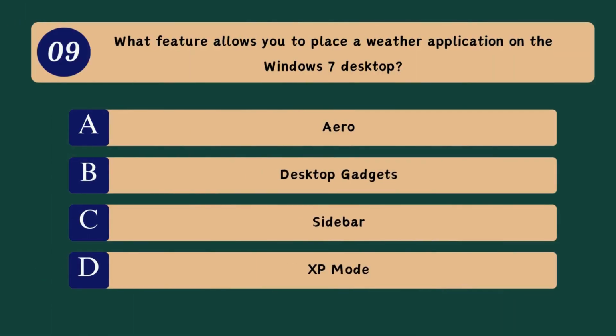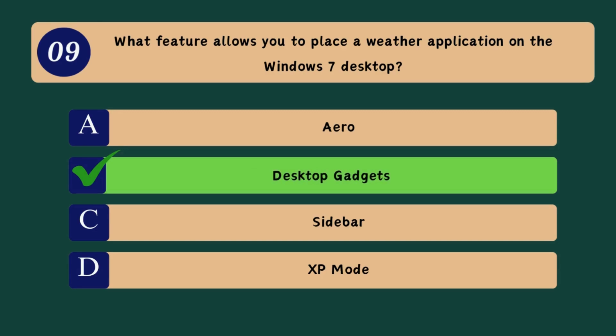Question 9. What feature allows you to place a weather application on the Windows 7 desktop? A. Arrow, B. Desktop Gadgets, C. Sidebar, D. XP Mode.